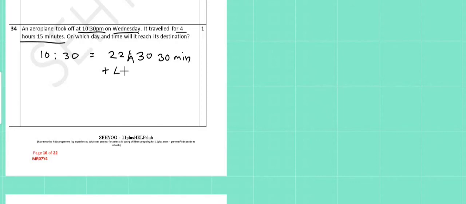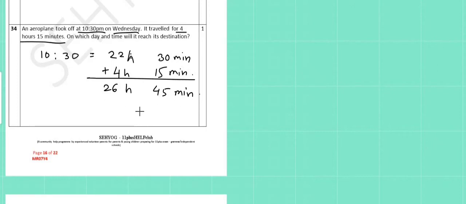In question number 34, an aeroplane took off at 10:30 p.m. on Wednesday. It travelled for 4 hours 15 minutes. So it has crossed midnight and it will reach on Thursday. So we are starting from 22 hours and 30 minutes time. We are adding 4 hours and 15 minutes. So that gives us 26 hours and 45 minutes.